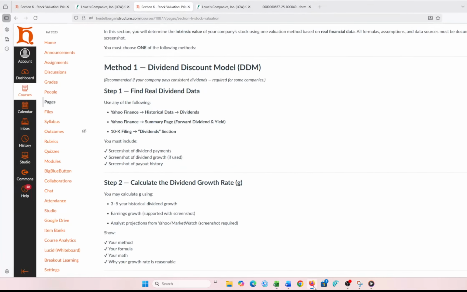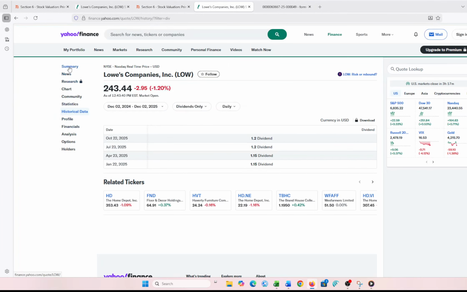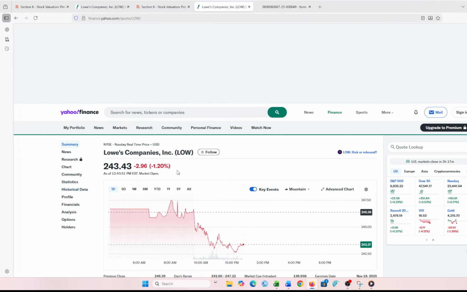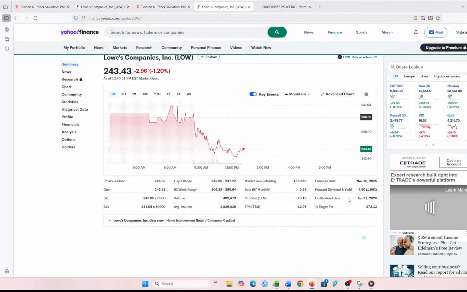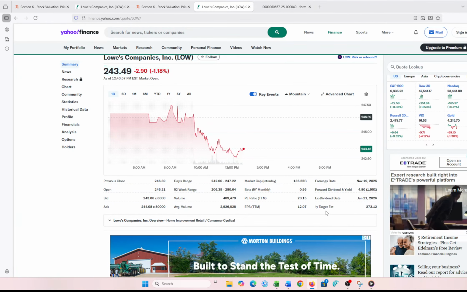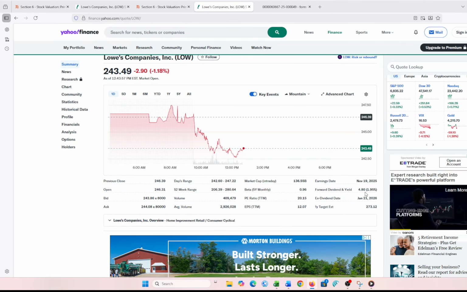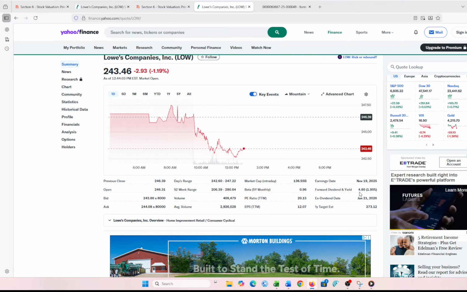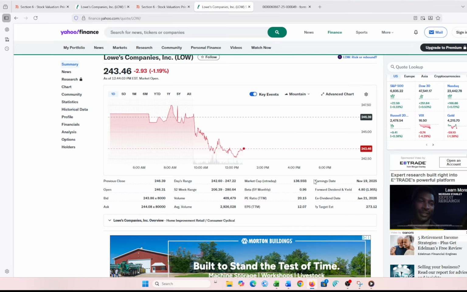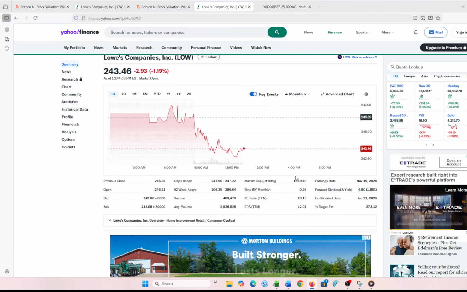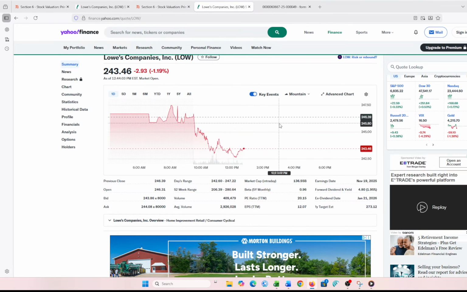Where's the dividend located? Well, the dividend is located on the summary page of Yahoo Finance, and it is right here. We have the forward dividend and yield, $4.8. You can use that estimate if you want to use it. Now, again, whatever you use, you have to screenshot it and you have to justify it.